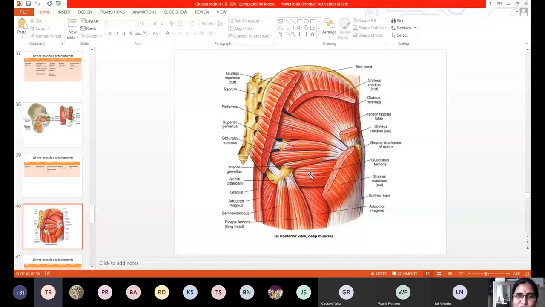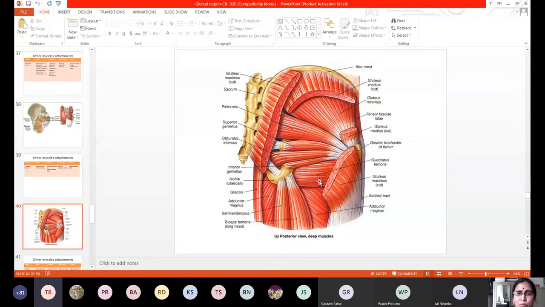Superior gemellus. All these small muscles of the gluteal region, what is the main action of all of them? Lateral rotation. Which joint do these muscles cross? Hip joint. Lateral rotation of the thigh on the hip joint. Now, when you cut this quadratus femoris, deep to the quadratus femoris, you will see one other muscle.